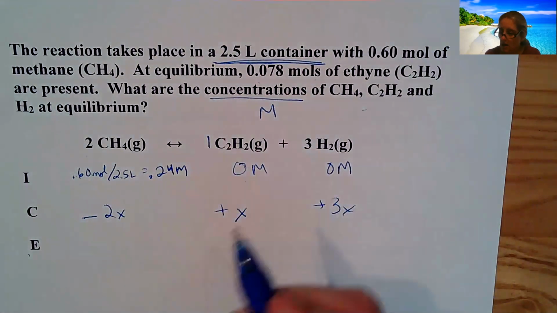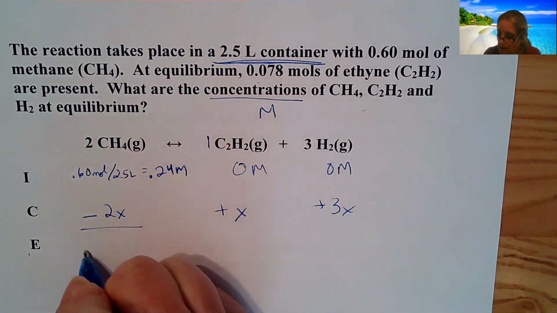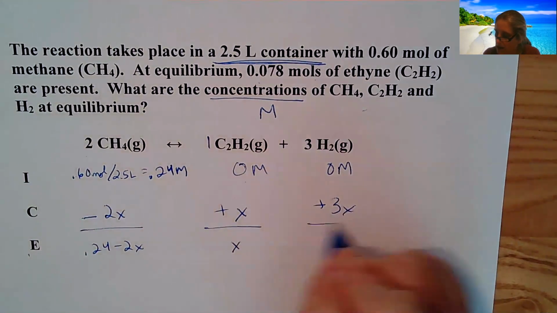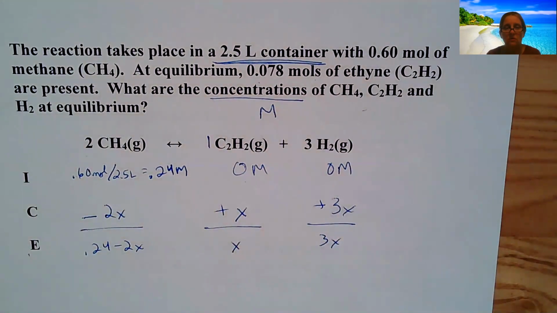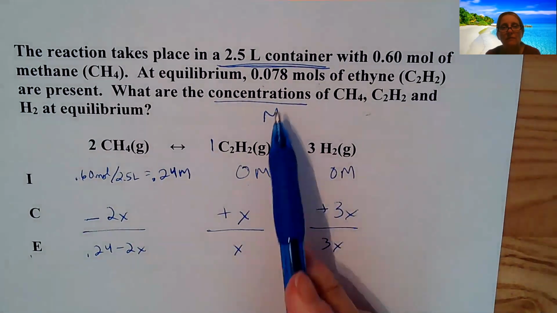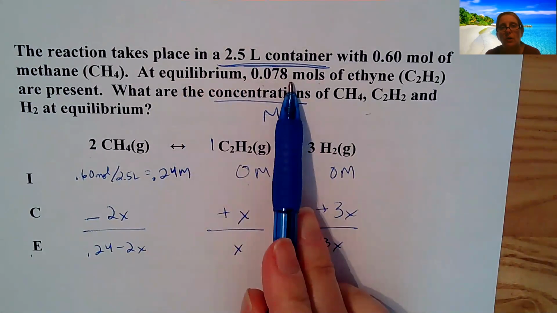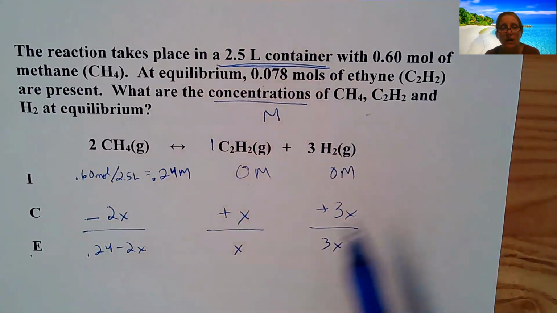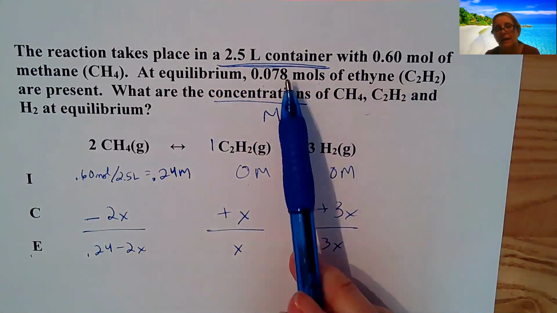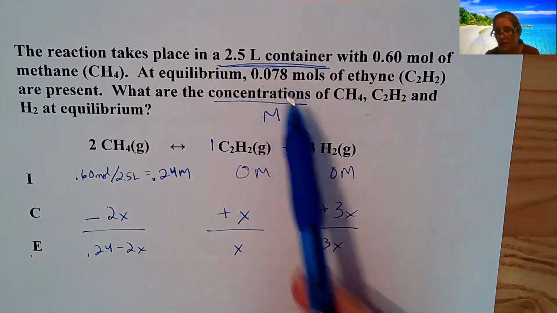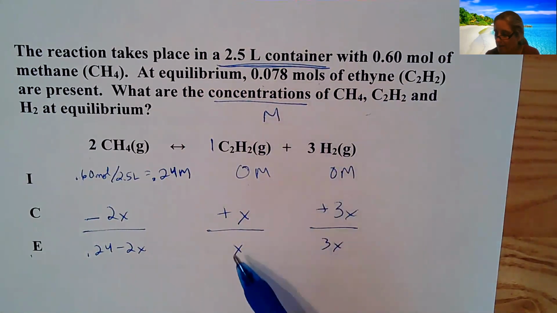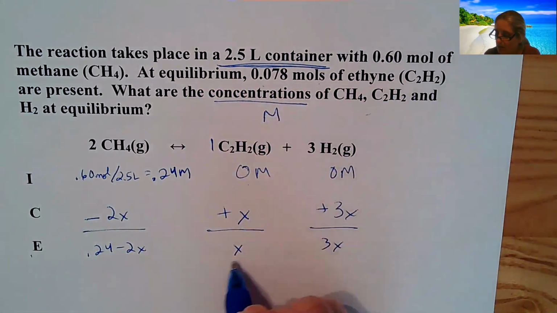All right, so at this point, this is 0.24 minus 2X. This is X, and this is 3X. But in each one of these ICE tables, I'm going to give you something at equilibrium. So you're going to have to go back to the problem and say, okay, what's at equilibrium? What number do I have? Well, I'm given the ethine at equilibrium. That's 0.078 moles, but that's in moles. That's not concentration. So that's going to be this number here.